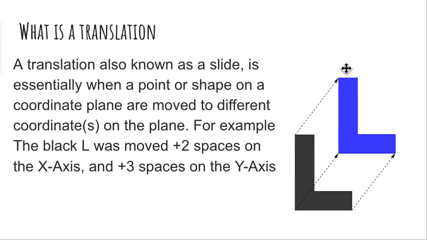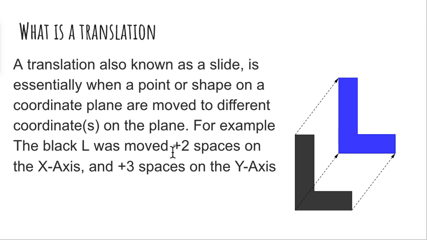Obviously we don't have a coordinate plane in the background to measure exactly how many spaces it is being moved, so we're going to estimate. I've given you a rough estimate here. So here's our example. We have the black L, and you can see that it's been moved to the right and up, and the blue L is the translated version of the black L, if that makes sense.